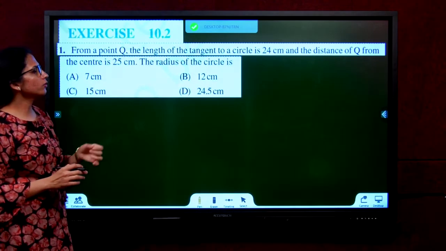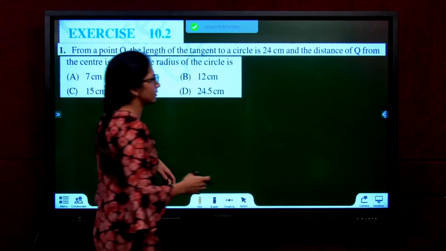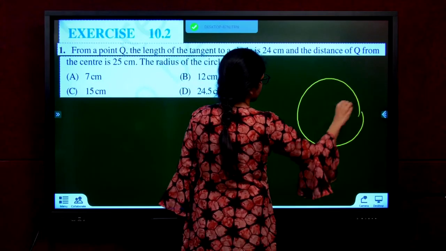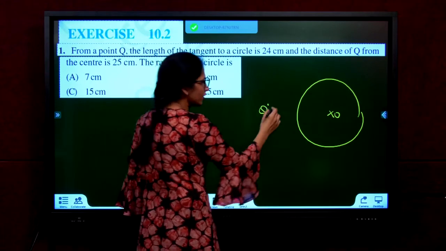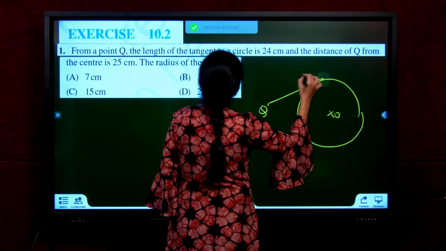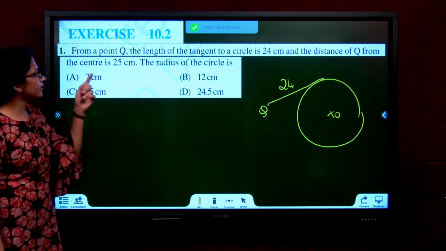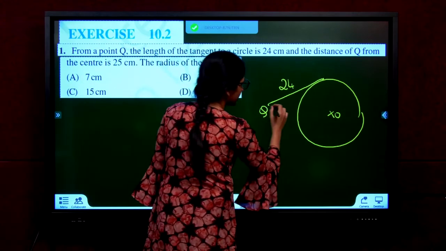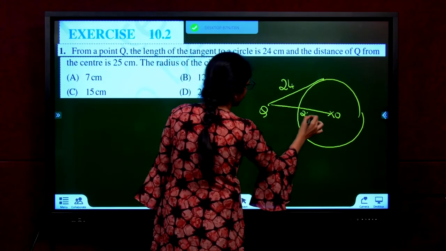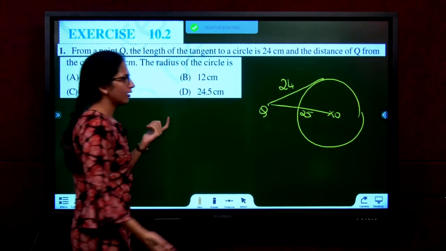From a point Q, the length of the tangent to a circle is 24 centimeters. So we have a circle, let's say the center is O. From a point Q, the length of the tangent is 24 centimeters, and the distance of Q from the center is 25 centimeters. Find the radius of the circle.